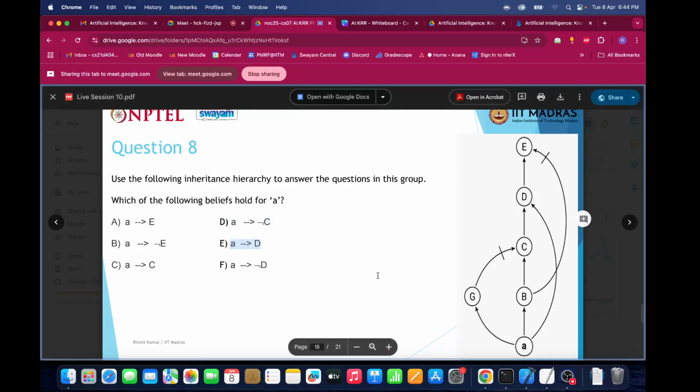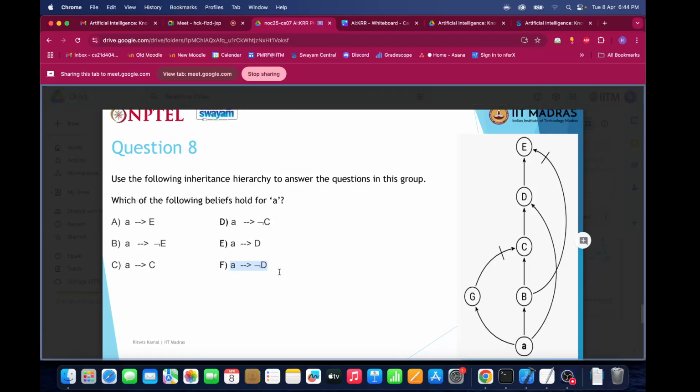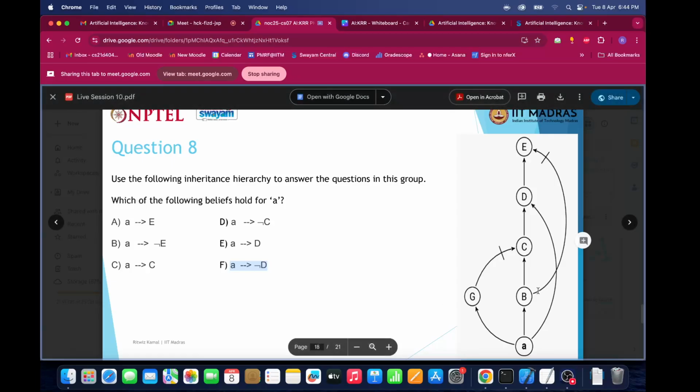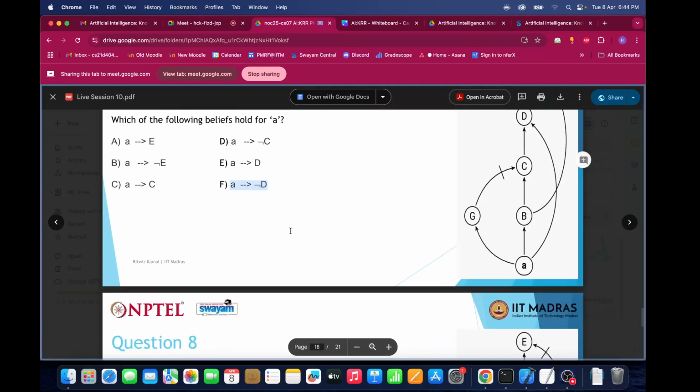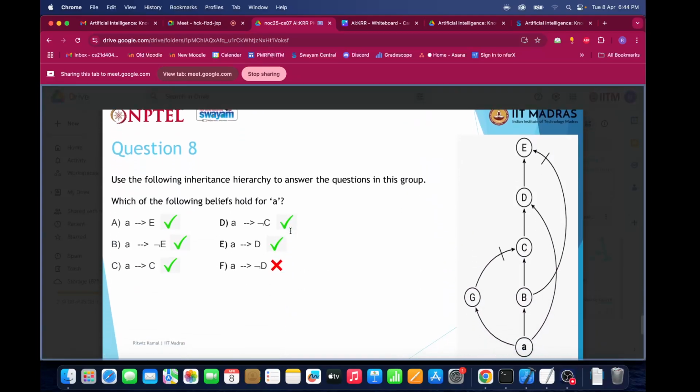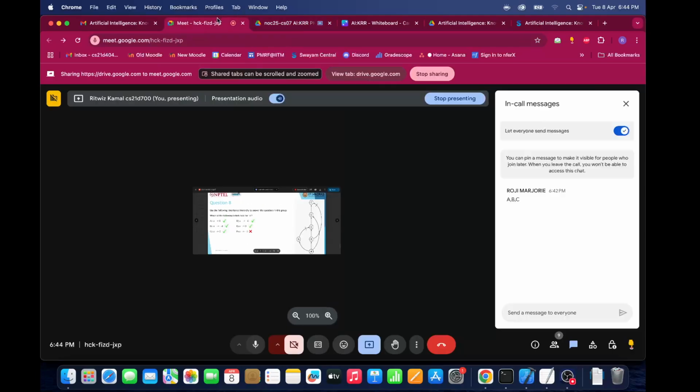Option E says that A is a D, which like we saw just now, A, B, C, D. Through this path, it is true. But we do not have any evidence to support that A is not a D, right? Because there is no negative edge leading up to D, originating from A, or basically a negative edge that ends at D. So the only incorrect option here would be option F, and all others are possible beliefs.